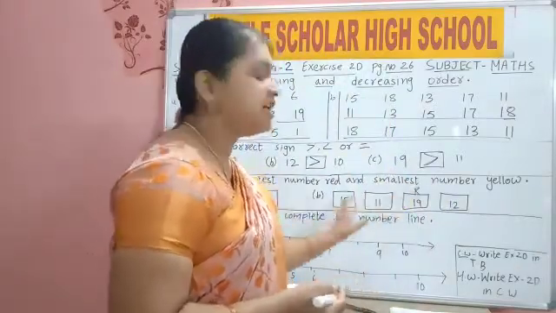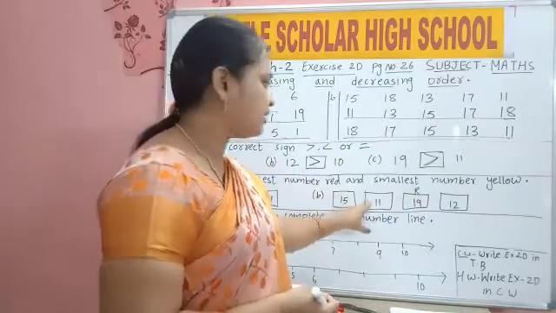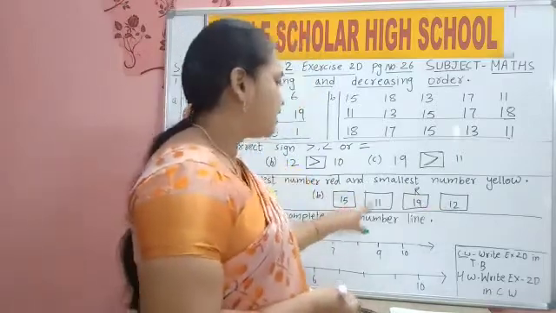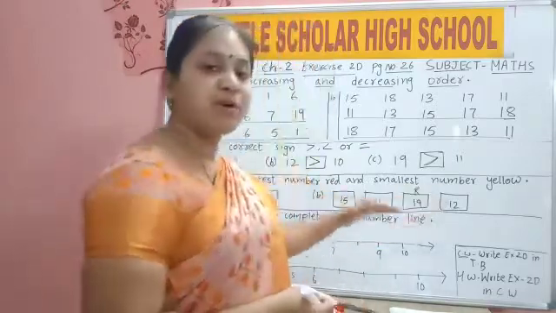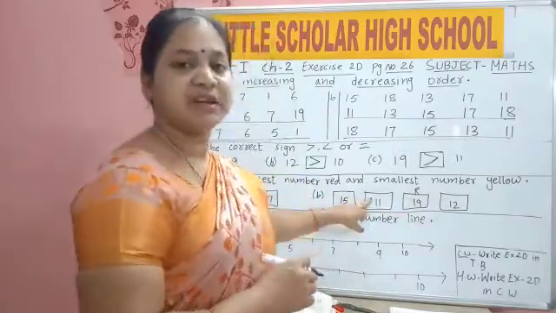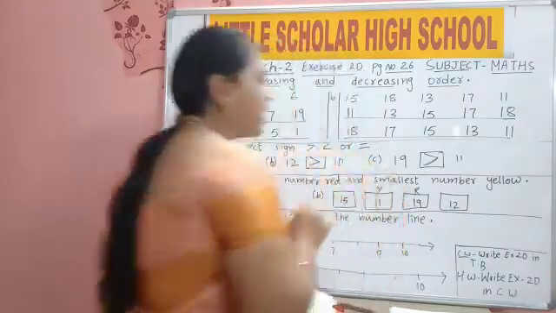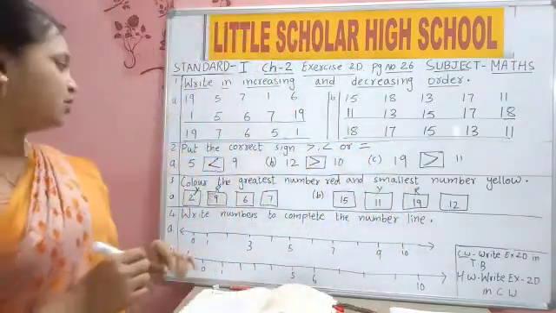Now leave 19, and the remaining numbers we will read. 15, 11, 12. Among these, which is the smallest number? 11 is the smallest number. So you will color the 11 box yellow.